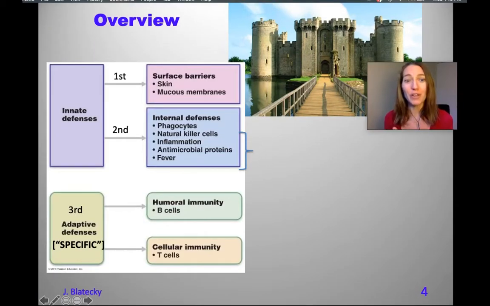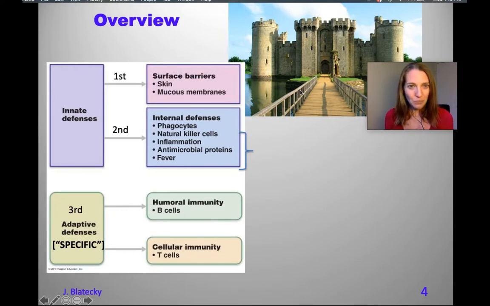All right, so overviewing these different lines of defense. You may have heard this analogy before, but I love it, and it's one that's really sunk in with me. So with your innate defenses, this is going to include what we call our first line of defense, our first protective mechanism, as well as our second. So our first lines of defense are going to be like the moat around our castle. It's going to be like the castle walls. So these are going to be those surface barriers that are going to be present no matter who is trying to get into the castle.